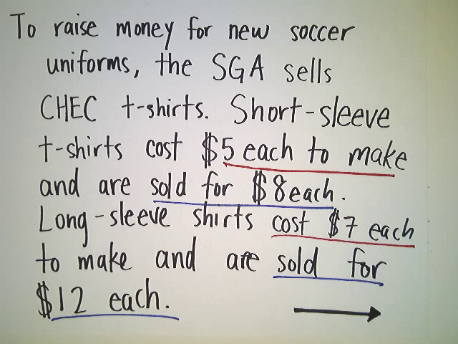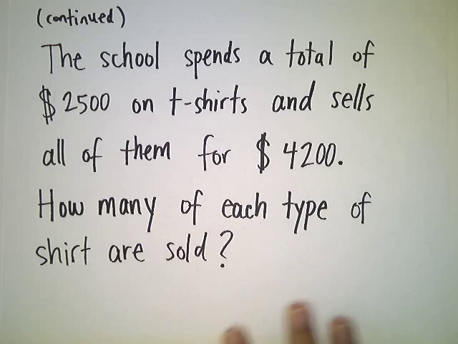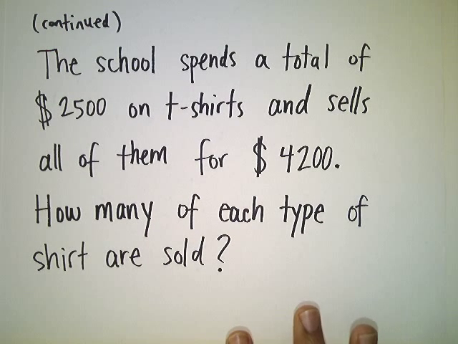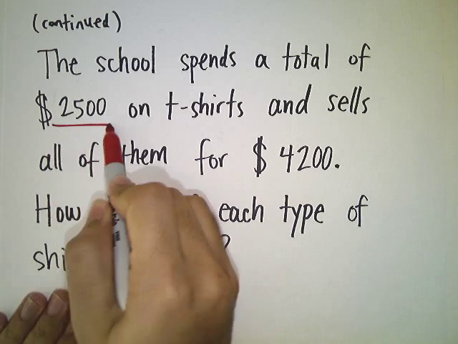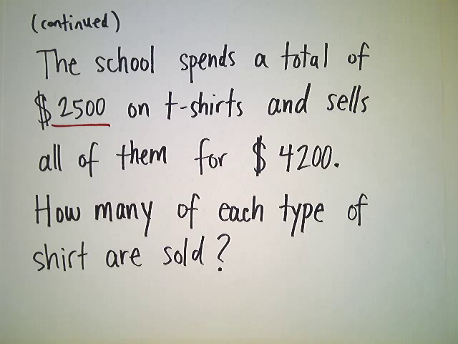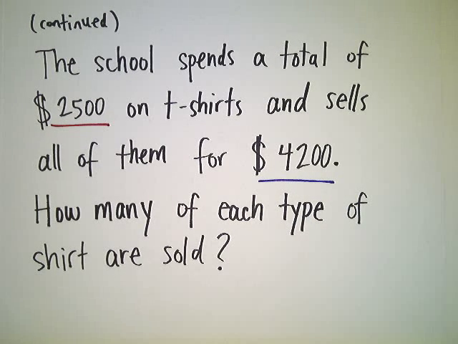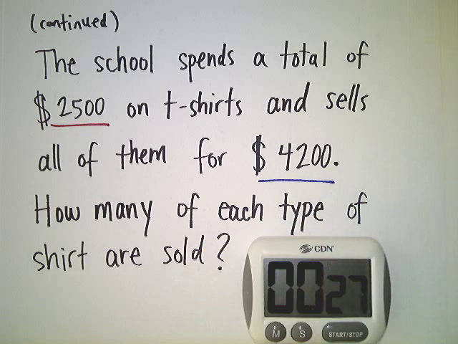Now, I haven't given you a problem yet. Here it is. The school spends a total of $2,500 on the t-shirts, that's to make them, and they sell all of the t-shirts for $4,200. So they spent $2,500 to make them, and they sold all of the t-shirts for a total of $4,200. Okay, so the question is, how many of each type of shirt are sold? Go ahead, take a little bit less than 30 seconds to copy this down as well.